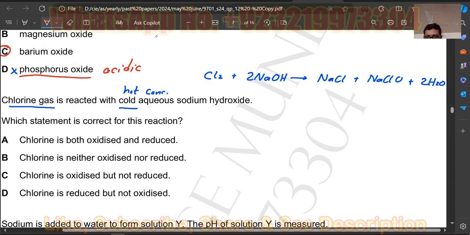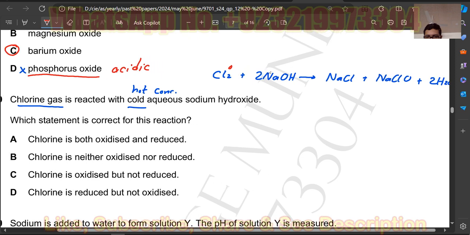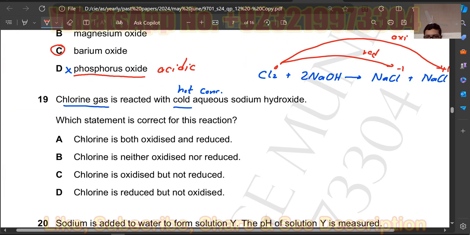Now the question is about the chlorine oxidation and reduction. So just write the oxidation numbers of chlorine here. It is -1 here and it is +1 here. So chlorine is both reduced in this case and oxidized in this case. Oxidized and reduced, and the correct option is A.